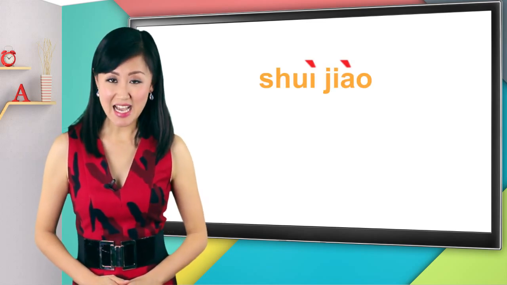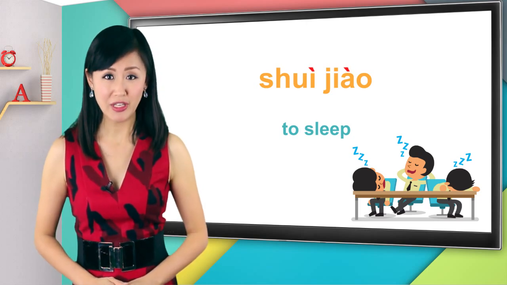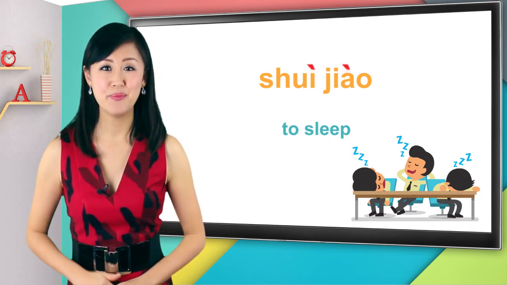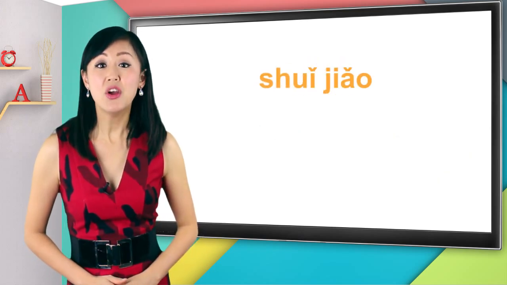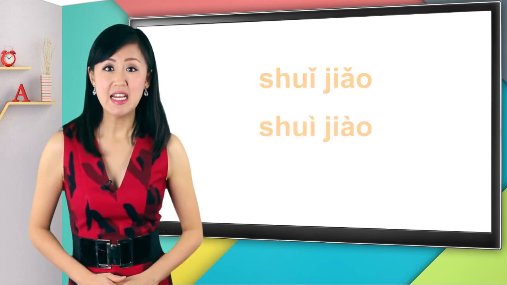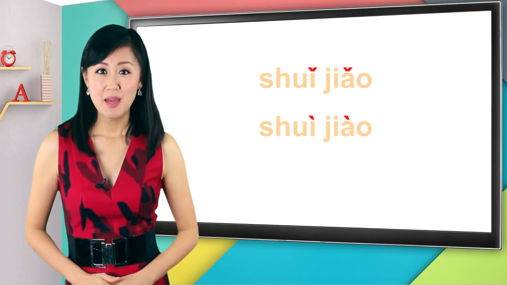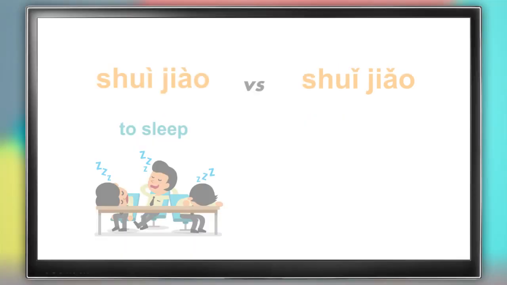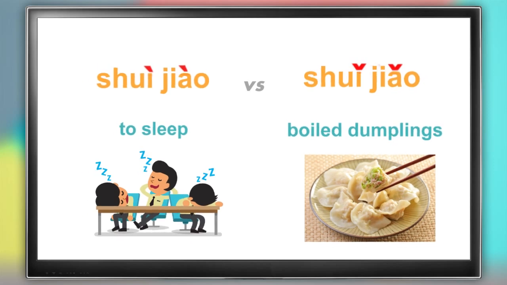Here's another example. This word is pronounced 睡觉. It means to sleep. Both of these syllables have a fourth or falling tone. Now take a look at this word. It's pronounced 水饺. The only difference between this word and the first word is the tone on each syllable. The pinyin is otherwise exactly the same, but the meaning is completely different. This word means boiled dumplings. So if you don't pay attention to your tones, you might accidentally walk into a restaurant and tell the waitress, I want to sleep, when you actually want to order dumplings.